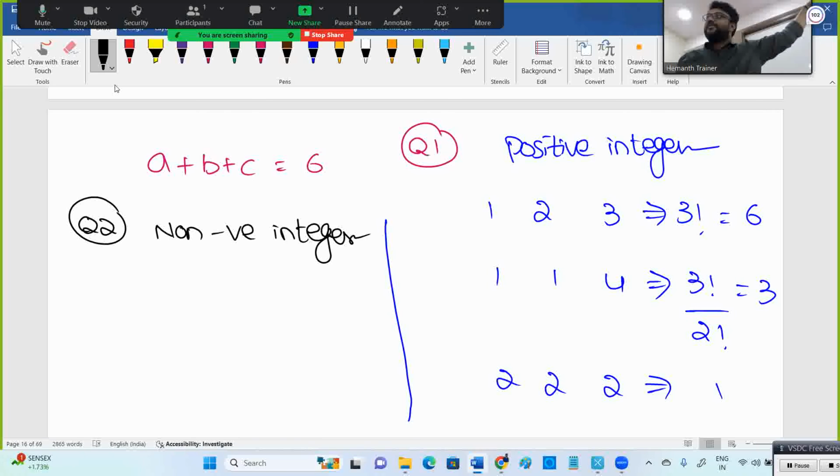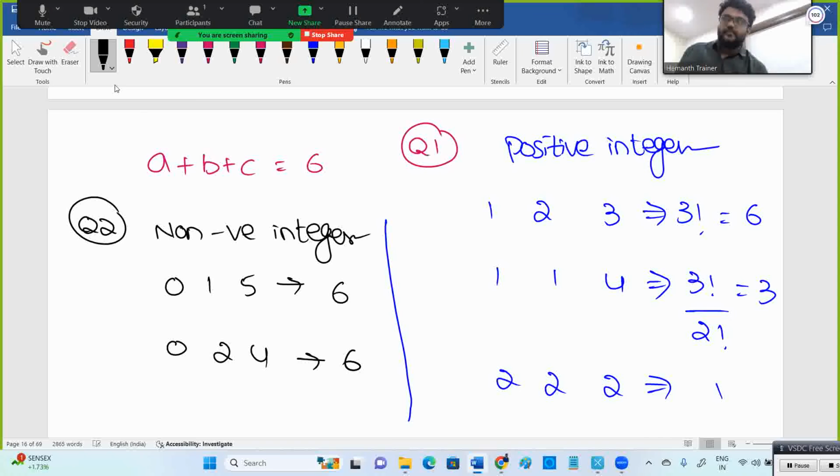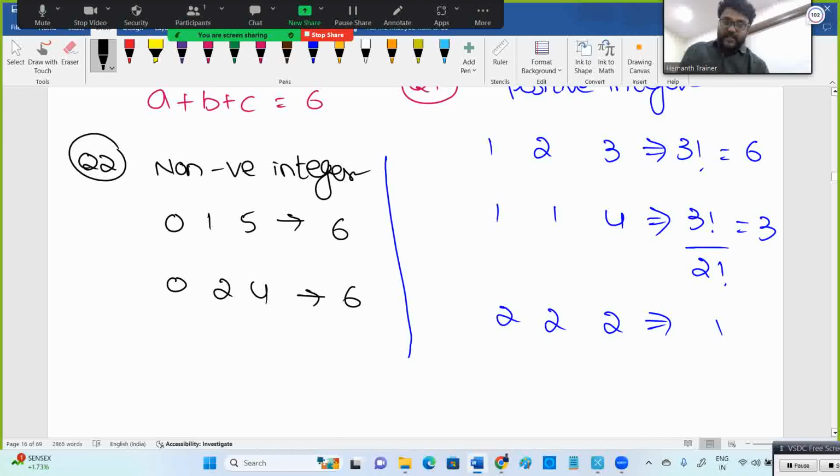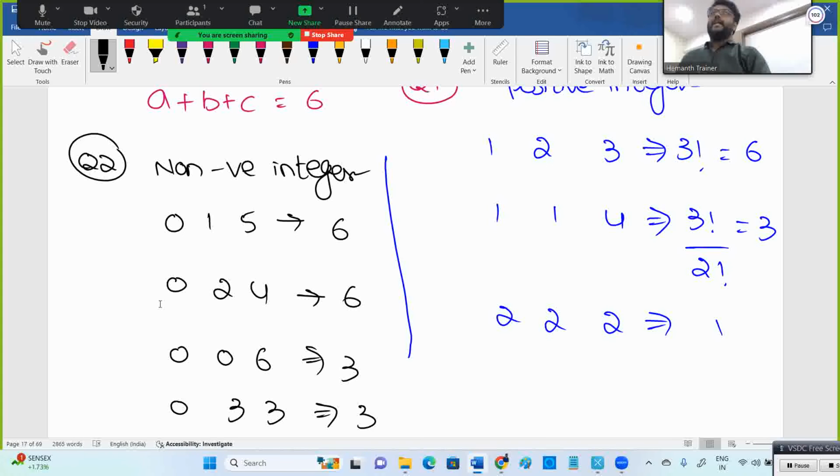What are involved for positive will be involved for non-negative also. What is the extra thing, please? The 10 is added already. 0, 1, 5. Okay. 0, 2, 4. This is 6 here. 0, 0, 6. Okay. 0, double 3. 0, 0, 6 is 3 ways. 0, double 3 is also 3 ways. Then what else?